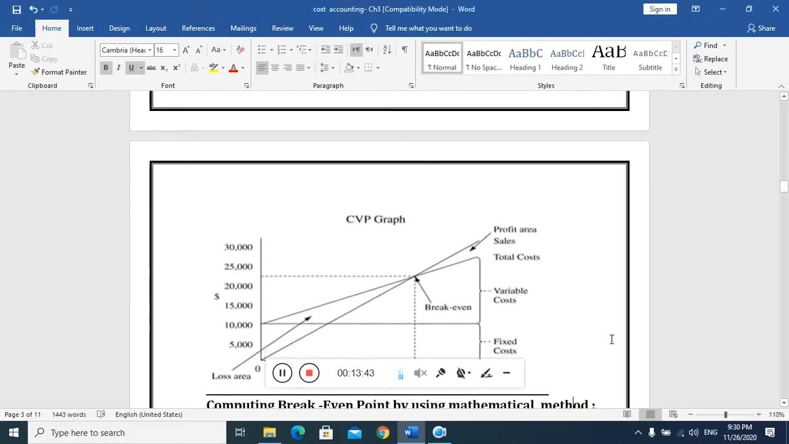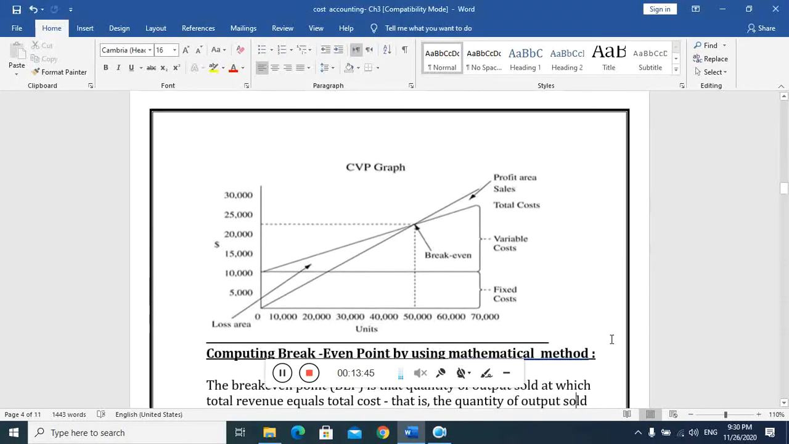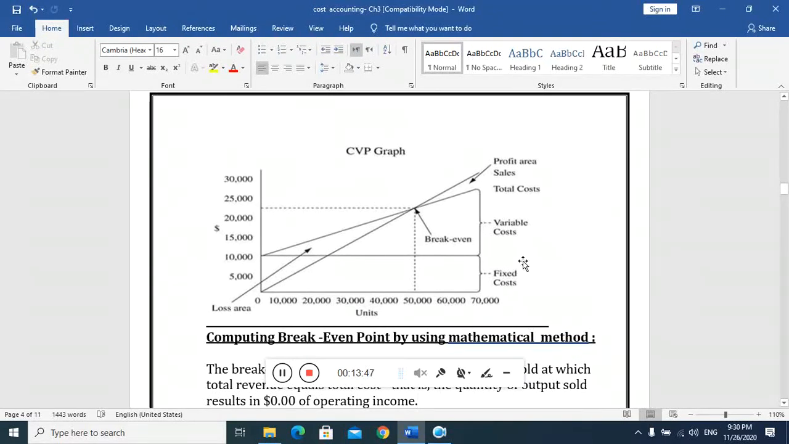We can show it by another graph like this, and this will concentrate on the fixed cost. It will show you the fixed cost more clearly, the fixed cost and the variable cost, and the line of total revenue and line of total costs, and the area of profit and the area of loss.